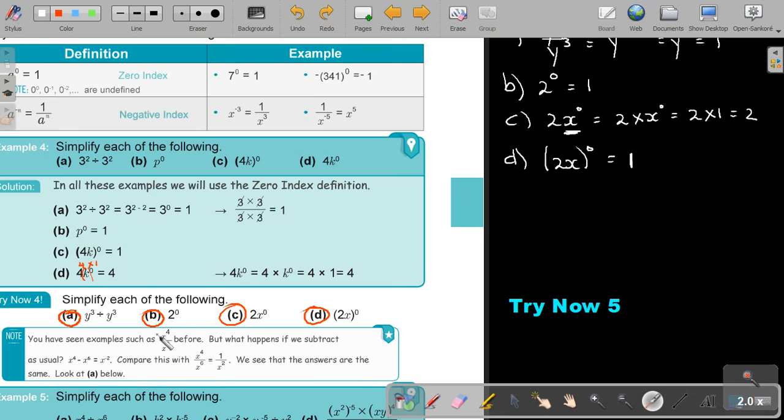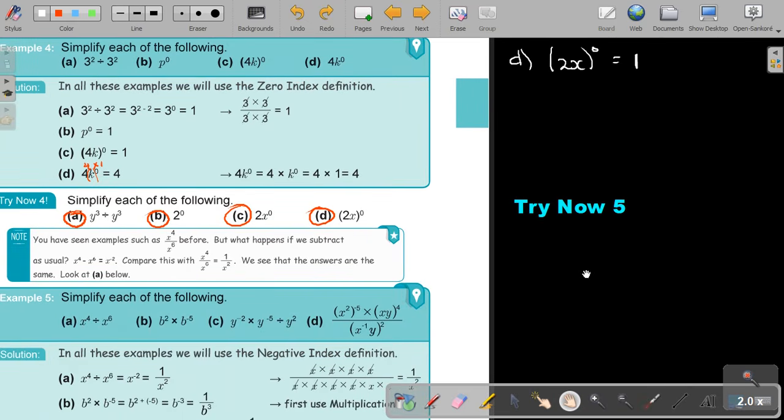You have seen examples such as this, but what happens if there is subtraction? Usually they're like this. Compare it with this. We see that the answers are the same. Let's look at the example. Simplify each of the following. As soon as I subtract, you can either do it like this and say 4 minus 6 is -2 and then bring it down.